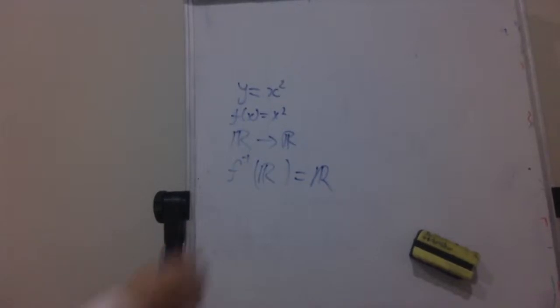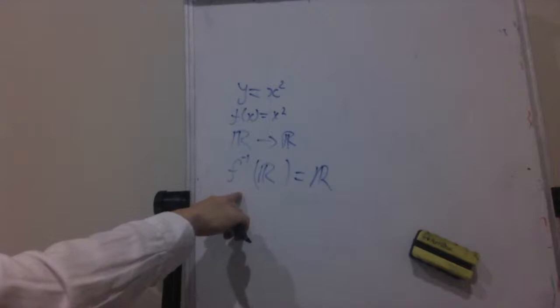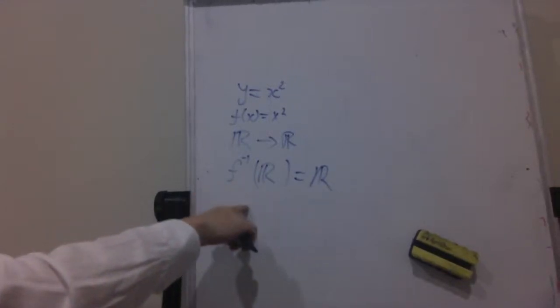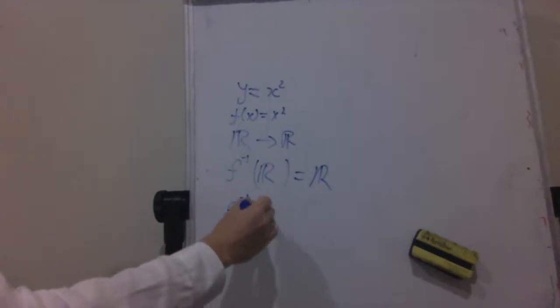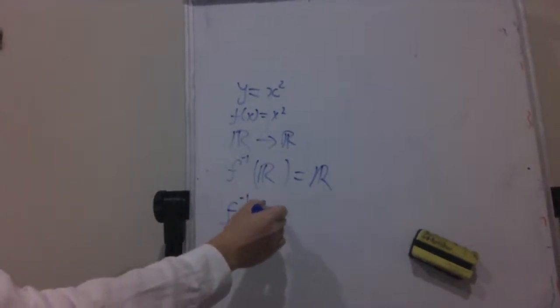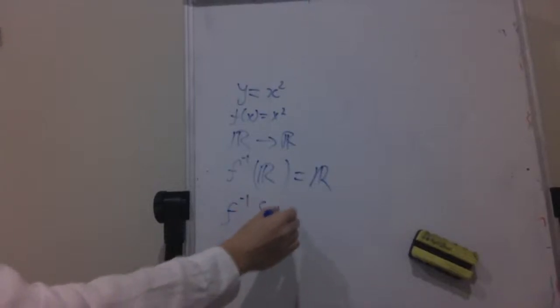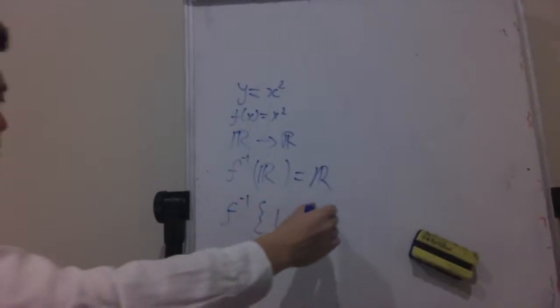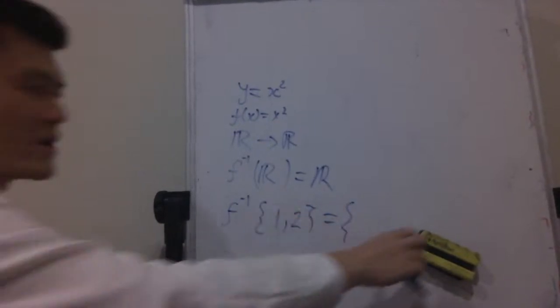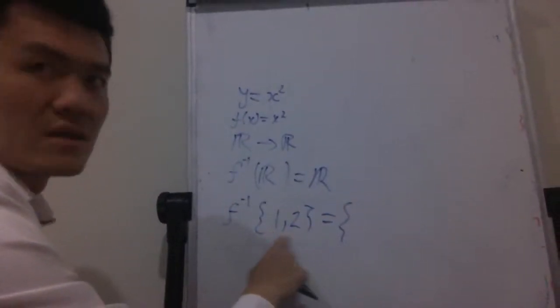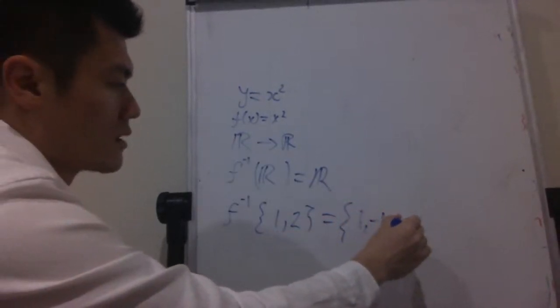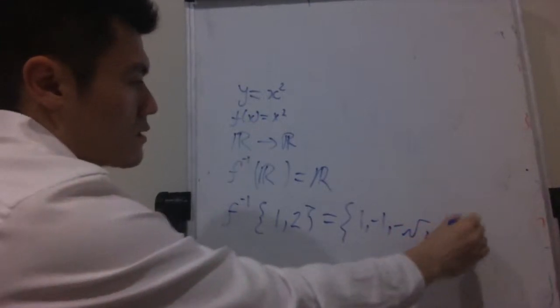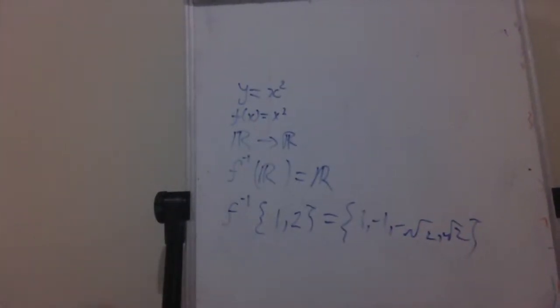The pre-image. So this is a conflicting notation with inverse function, but this is not an inverse function. No, this is a set notation. So then we could have the pre-image of the set that just contains 1 and 2. That's the set of all the things in the domain which map into this set. So this is 1, -1, -√2 and √2. Oh yes, that I understand. That makes sense.